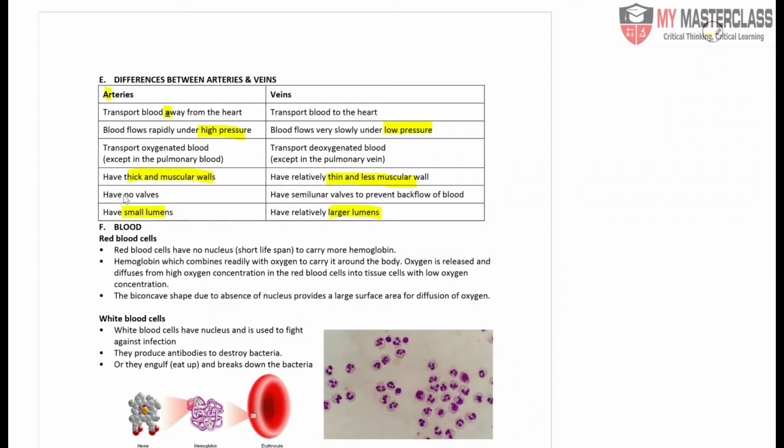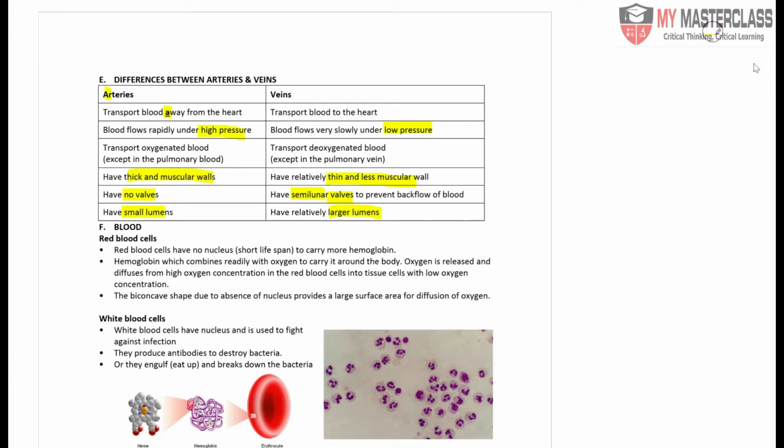Now arteries have no valves because they are going with gravity, going downwards, but veins are carrying the blood back to the heart, which means I will require valves to prevent the blood from backflowing, and these valves are called the semilunar valves.